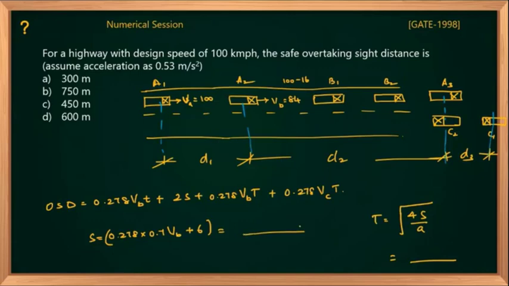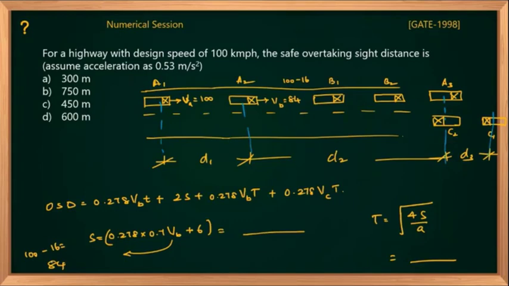64.8? No, I guess no. I guess it's wrong. 25.46? No. See here, this vb is 84. This is 100 minus 16 because they have not given the slow moving vehicle speed. So it means what you have to do? You have to take minus 16.